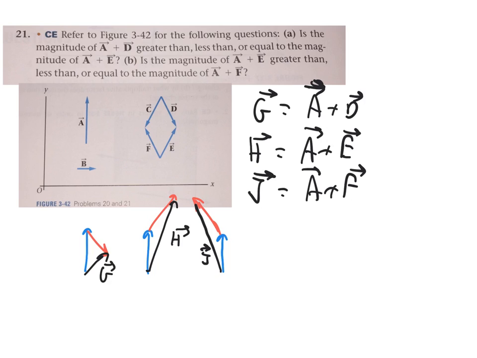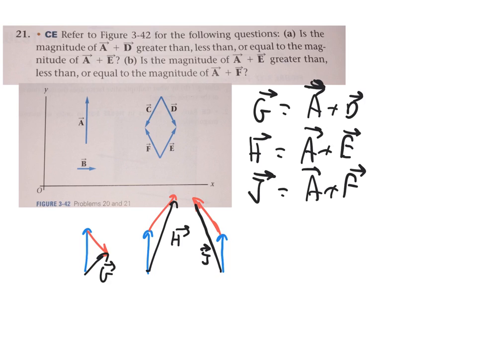So certainly a really quick answer is that clearly G is shorter than H, and H and J are the same. So those are going to be our short answers. I'm going to answer B first because it's a lot easier.